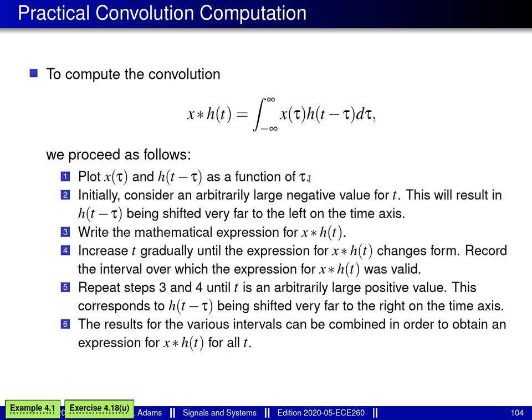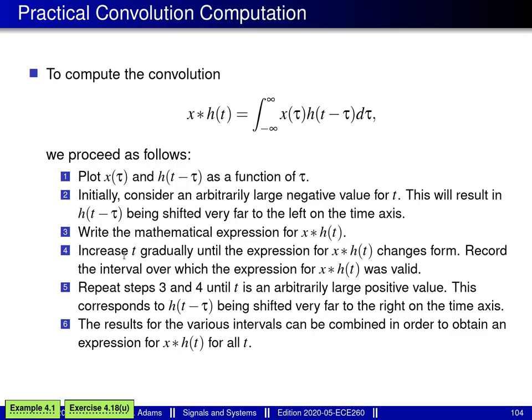And what we do to begin with is we consider an arbitrarily large negative value for t. The effect that this will have is it will take the function h, and what we're actually plotting here is h of t minus tau, which corresponds to a time reversed and shifted version of the function h. In particular, it's time reversed and then shifted by t. So by making t a very large negative value, it's going to shift this function very far to the left on the horizontal axis. And then, based on the graphs we have drawn, we'll write an expression for the convolution result. And then we can integrate and find out what the convolution is equal to for this case.